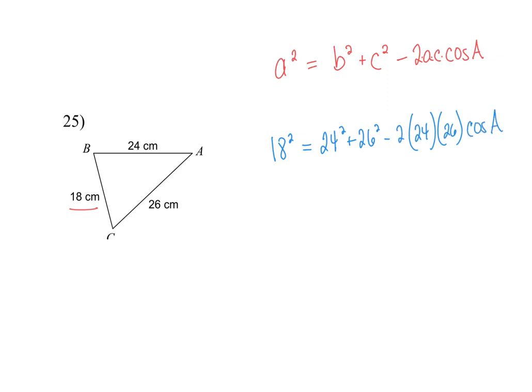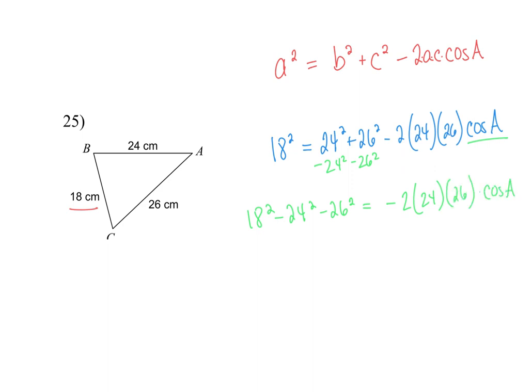The rest of this is just basic algebra up to a point. All right. So if I'm trying to get this guy by itself, I'm going to subtract these two, right? So I have 18 squared minus 24 squared. This is just literally algebra. I'm just adding stuff over. Equals negative 2 times 24 times 26 times the cosine of A.